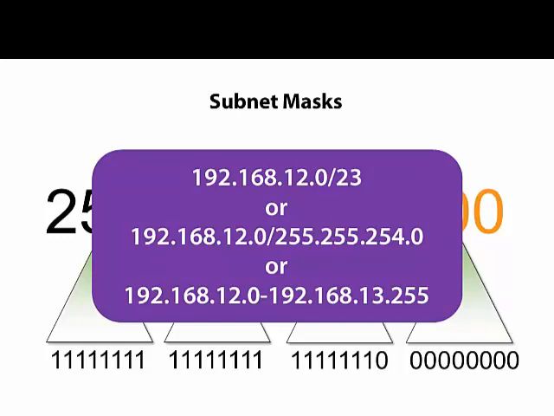So it goes from 192.168.12.0 to 192.168.13.255. So it combines what you would normally think of as 2 different subnets.